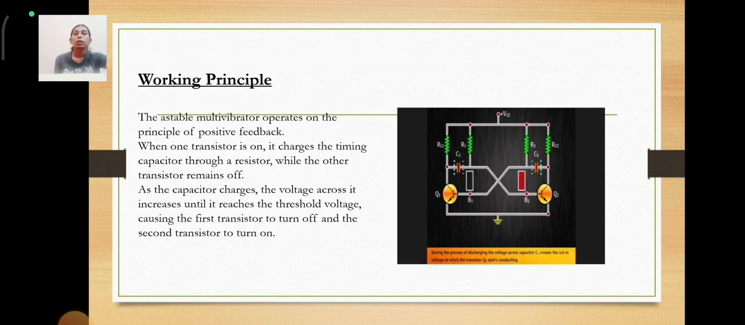Working principle. The astable multivibrator operates on the principle of positive feedback. When one transistor is on, it charges the timing capacitor through a resistor, while the other transistor remains off. As the capacitor charges, the voltage across it increases until it reaches the threshold voltage, causing the first transistor to turn off and the second transistor to turn on.